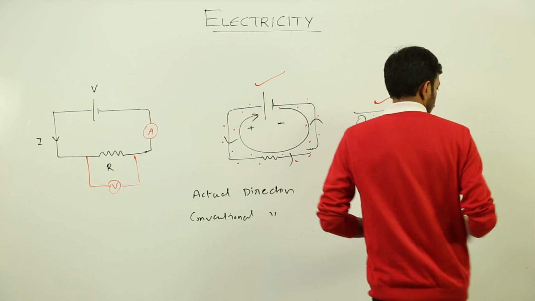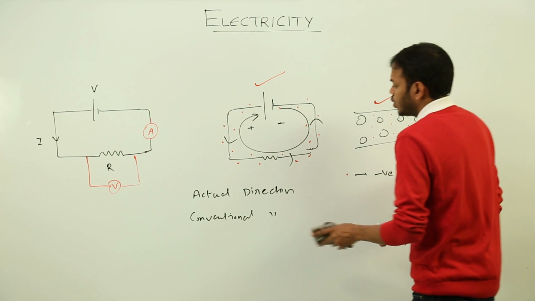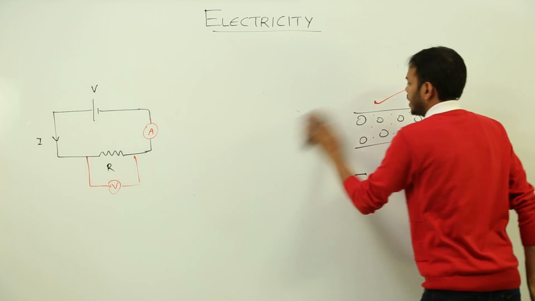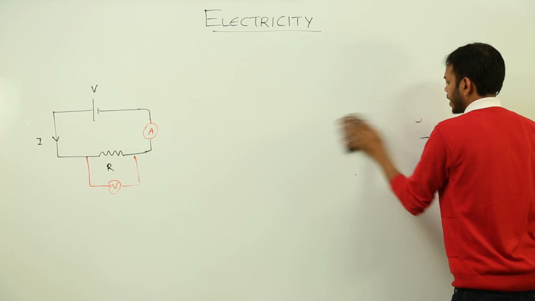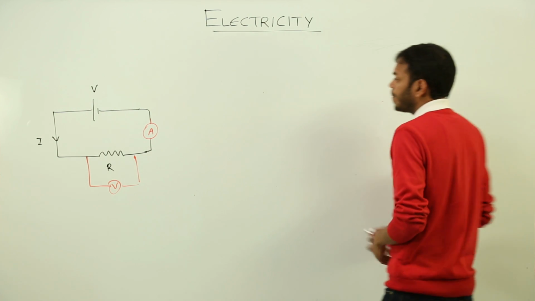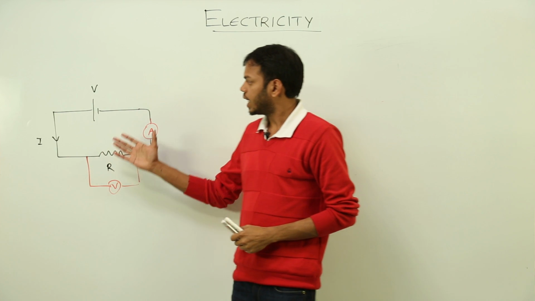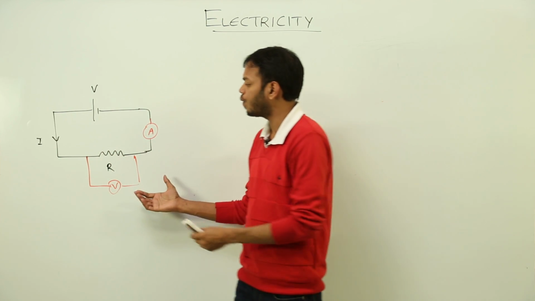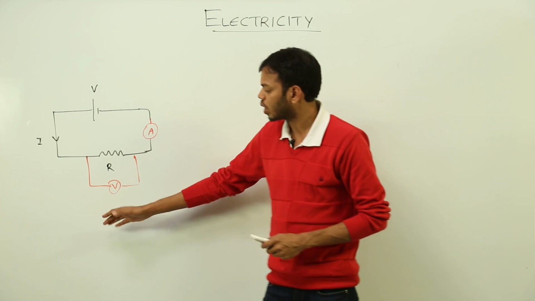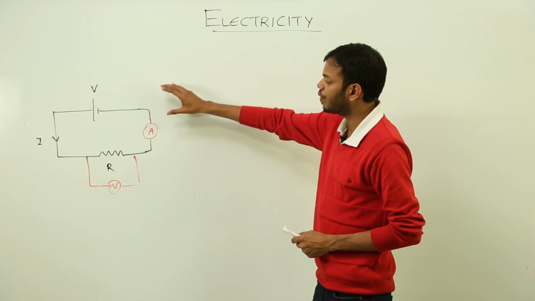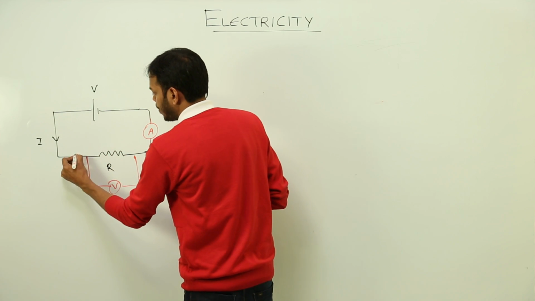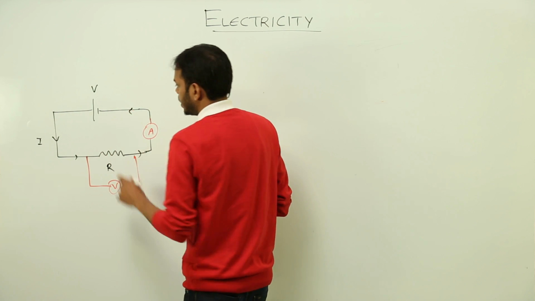Alright, so let me go back to the topic. We have drawn a circuit diagram where I have taken a simple cell and a resistor, and to know the value of voltage supplied to this resistor, I took a voltmeter. To know the value of current flowing in this circuit, I took an ammeter, right? Now that point is clear.